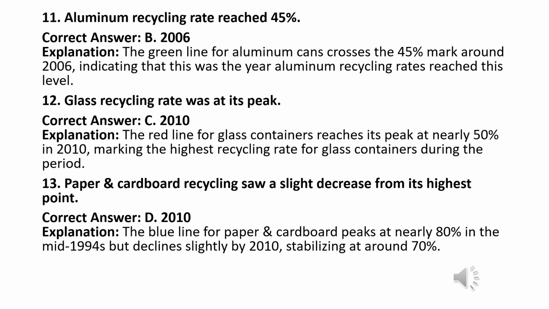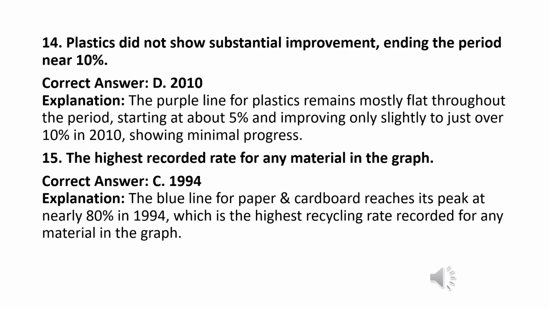13. Paper and cardboard recycling saw a slight decrease from its highest point. Correct answer: D. 2010. Explanation: the blue line for paper and cardboard peaks at nearly 80% in the mid-1990s, but declines slightly by 2010, stabilizing at around 70%.